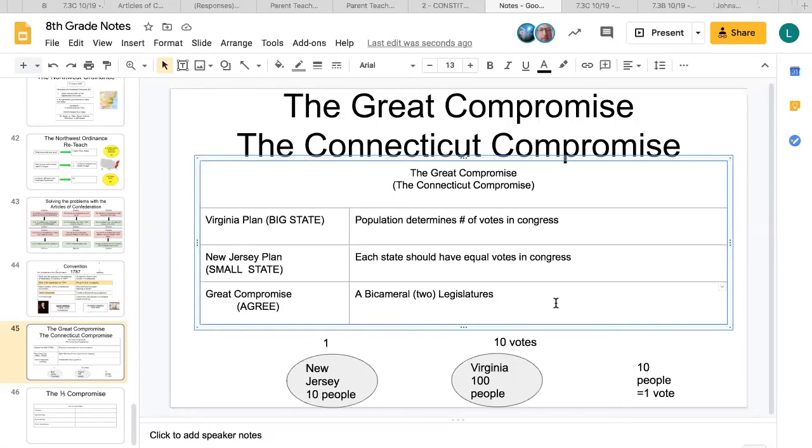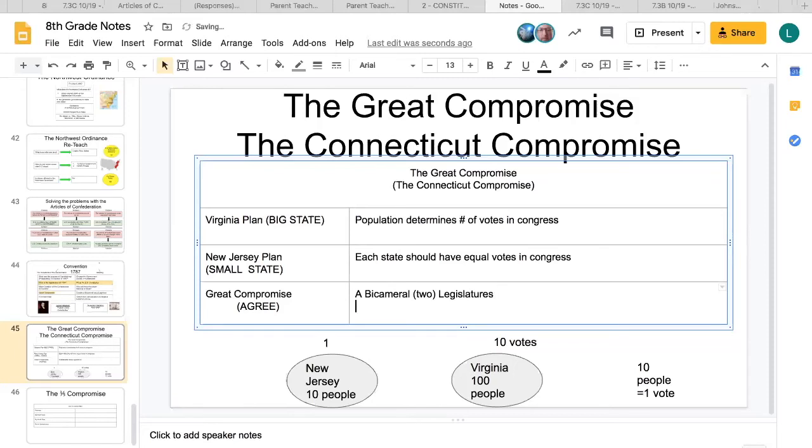A great compromise. How many plans are there? What's the compromise? Let me ask you this. Are they going to do the Virginia plan? I hear yes in my classroom. Are they going to do the New Jersey plan? What a great compromise. Everybody wins. I'm not joking. It is a great compromise.